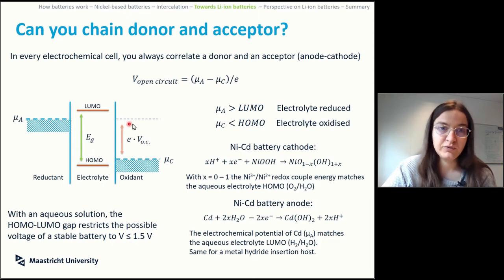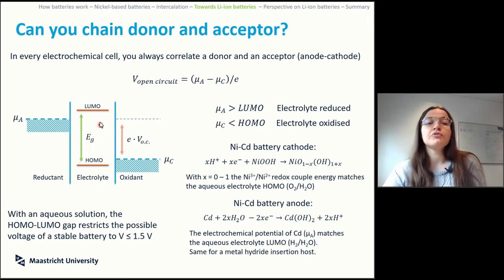Because if I were to find two materials that are spaced in a way that makes them much larger than this point in between, sure, they should be able to do electrochemistry, but not with an aqueous electrolyte. If you do it with an aqueous electrolyte, your aqueous electrolyte becomes your limitation.